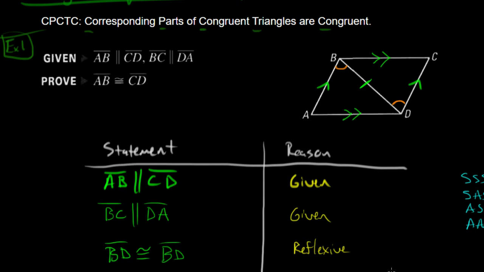The alternate interior angles theorem, which from now on I'll abbreviate as AIT, maybe, I don't know, sure. The alternate interior angles theorem says that alternate interior angles that are between 2 parallel lines cut by a transversal are congruent. So we just proved that.